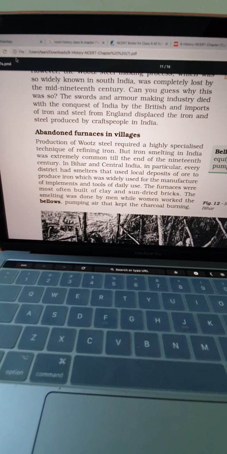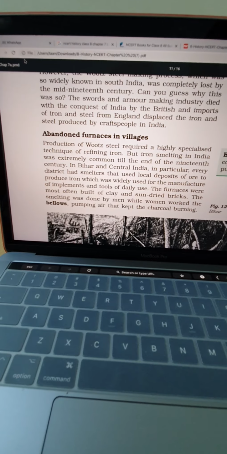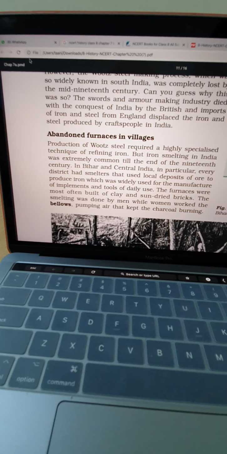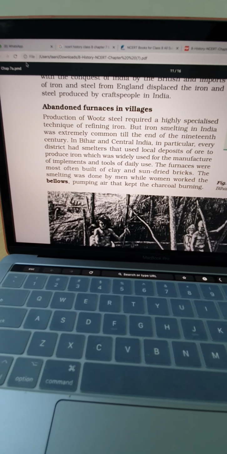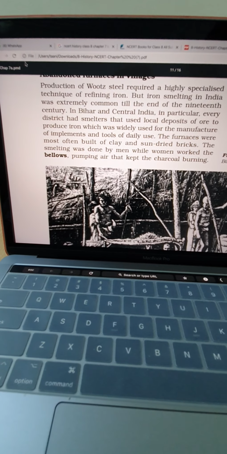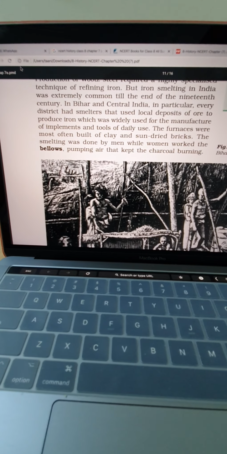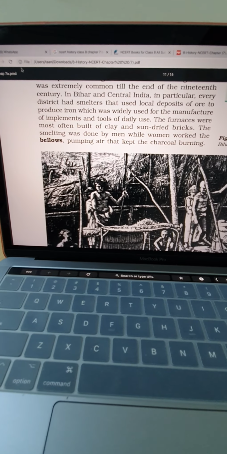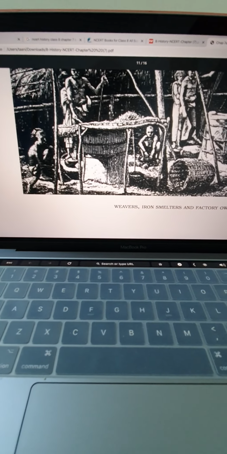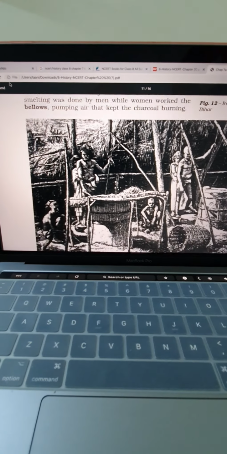Number two, by the late 19th century, the craft of iron smelting was in decline because of the forest protection laws imposed by the British, which made the recovery of iron ore costly. Number three, many people gave up their craft and looked for other means of livelihood. Number four, by the early 20th century, the artisans producing iron and steel faced new competition. Here you can see in this picture, iron smelters of Palamau, Bihar.